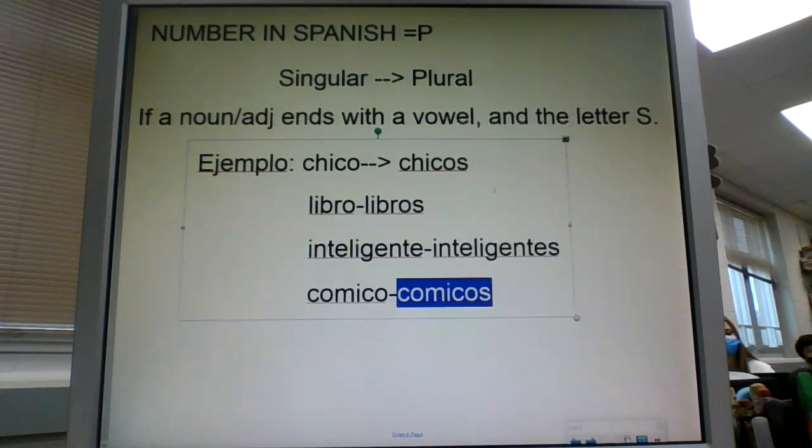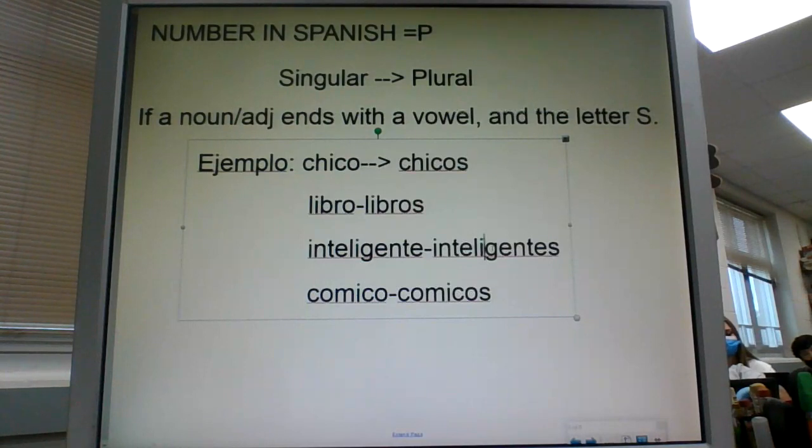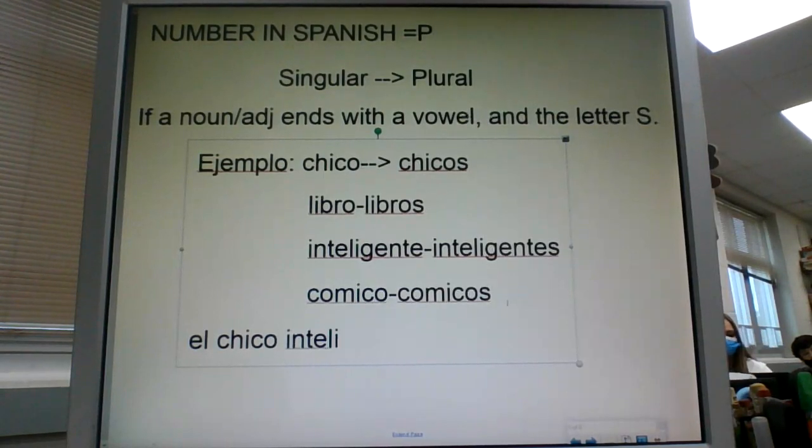Okay, so now, here's where it gets a little complicated in Spanish. Easy to make things plural. If it ends in a vowel, add S. But here as English speakers, when we talk about adjectives, we want to say like the intelligent boys. Is that possible? Is that a thing? How do you say the in Spanish? Or how do you say the boy? El chico, right? And then inteligente. Is that a true statement?